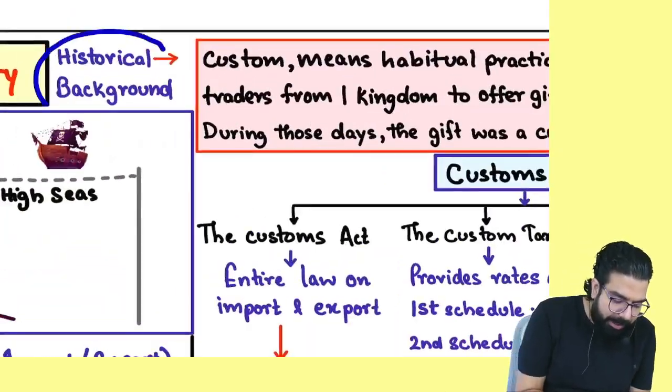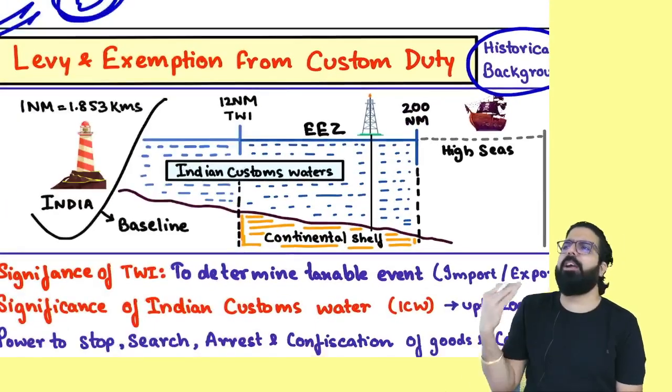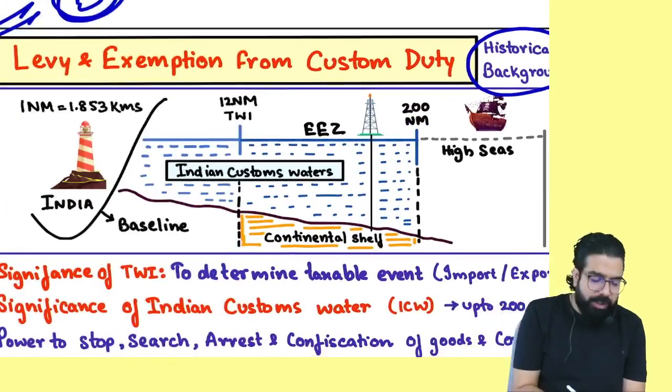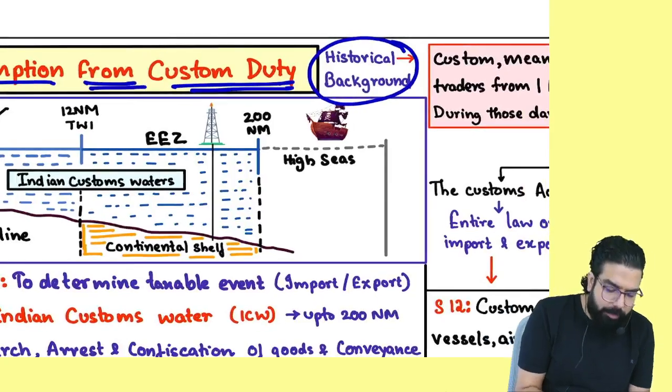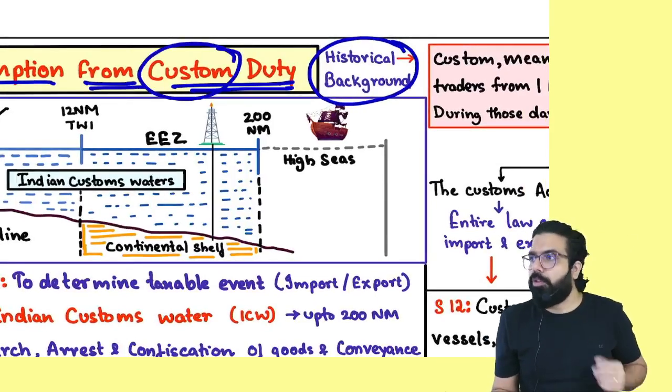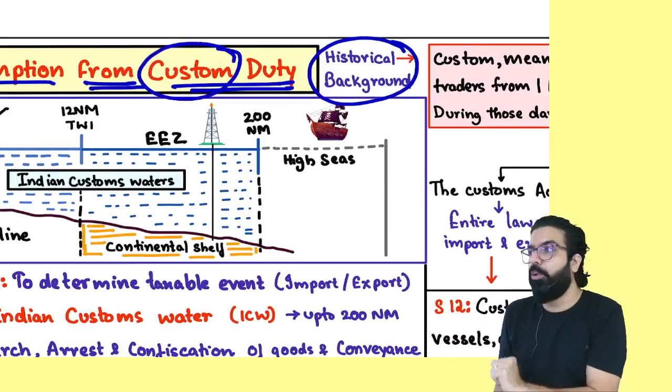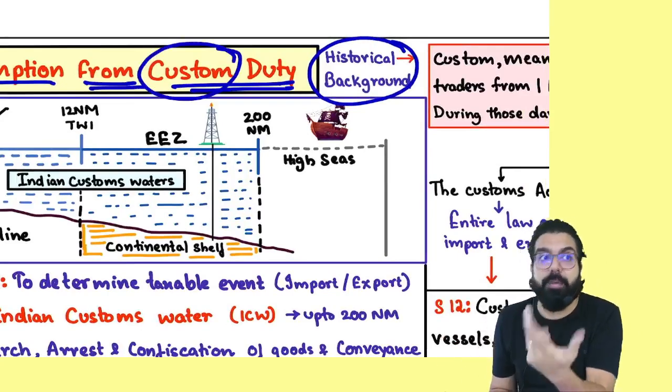Sir, what do you mean by customs? What do you mean by customs, everyone? The first chapter is levy and exemption from custom duty. When I say custom, sir, this is my custom. In my custom, we do this. So, Baba, the word custom came from that.